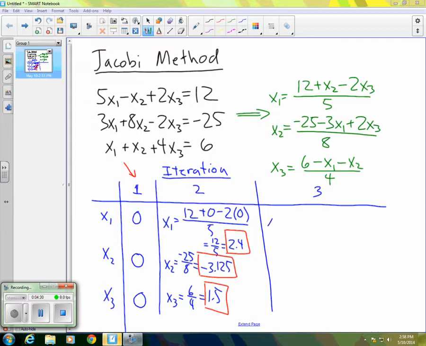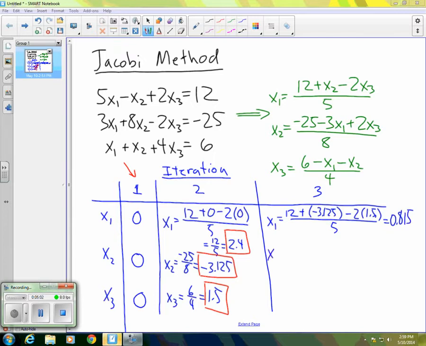So now I have x1 equals 12, and then it's plus x2. So this is going to be plus negative 3.125. And then it's minus 2x3, so minus 2 times 1.5. And that's all divided by 5. And I did that ahead of time. That value comes out to be 0.815.